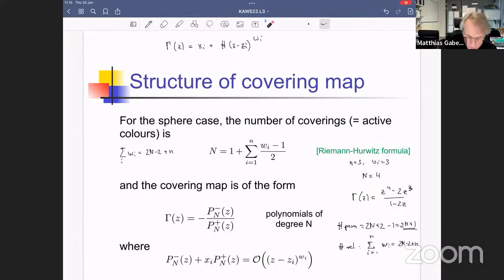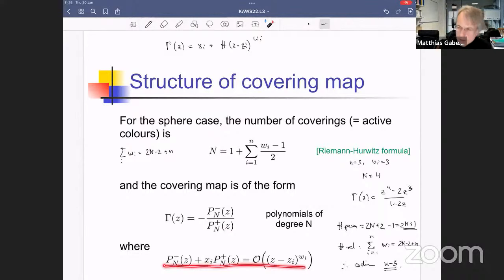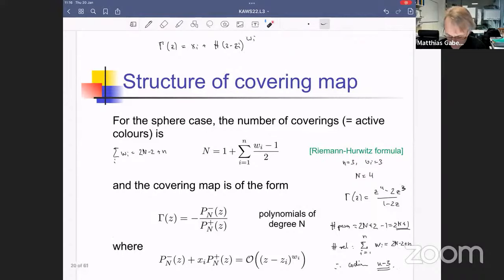And that means you get additional constraints on the x_i's. So generically, the covering map will not exist if n is bigger than three. And what you expect is that the codimension is n minus three. So that's why you should expect n minus three delta functions to characterize the locus where the covering map exists. Anyway, this is a smart way of writing the covering map, and we shall be using that in the following. So the covering map will be written as a polynomial divided by a polynomial, both of order n, and these have to satisfy this condition in order to define the covering map. Okay, that's just a smart way of describing these covering maps.